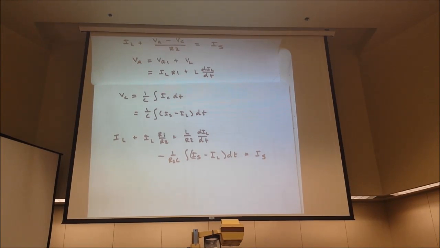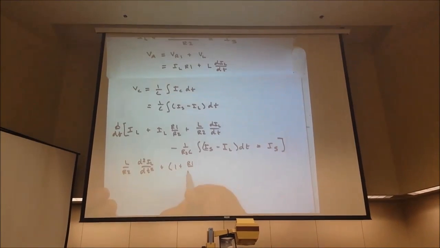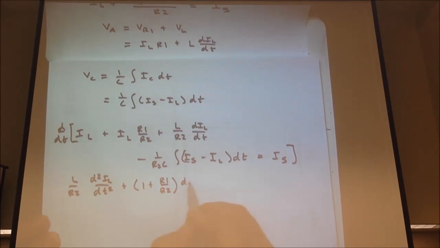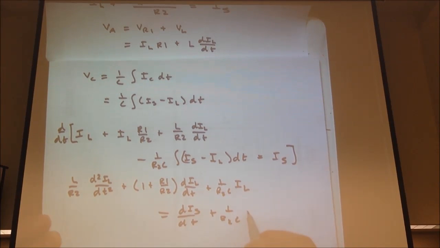And what do we have here? Well, we have a second order differential expression: d2IL by dt2 plus 1 over R2C dIL by dt, and then IL equals the right side, dIS by dt plus 1 over R2C IS. And that looks familiar somewhat, not quite the same, but it is a second order differential equation.